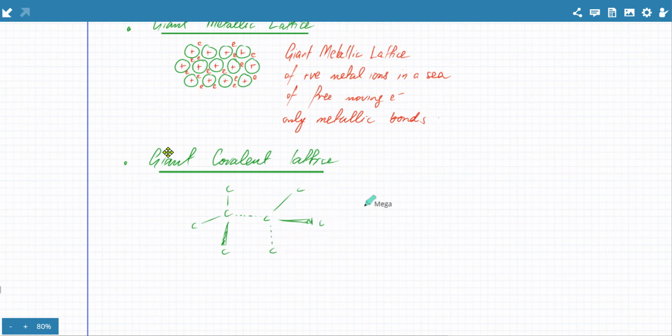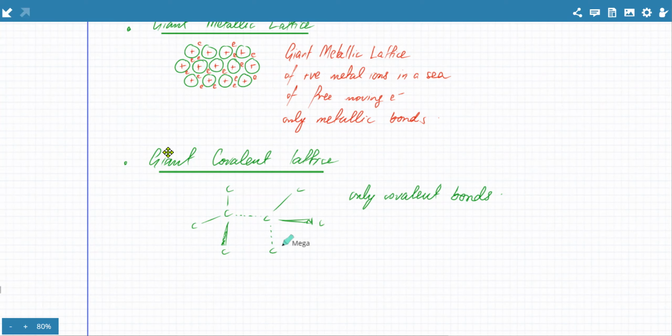And it's going to just continue. So there would be carbons bonded to other carbon atoms. So only covalent bonds are present. Okay, Amal, is this clear?